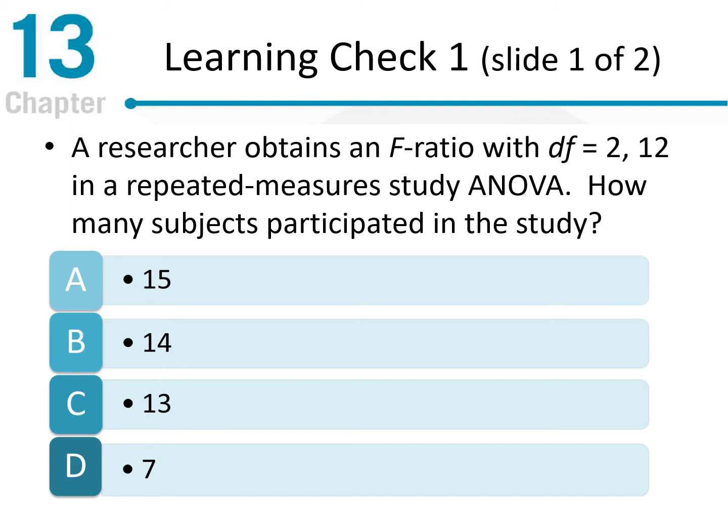I'm sorry, wrong formula. Degrees of freedom error is equal to k minus 1 times n minus 1. That sounds better. K minus 1 times n minus 1. So here, k minus 1 is equal to 2, because we see 2 degrees of freedom, and we know that 2 degrees of freedom is k minus 1. So k is 3, and 3 minus 1 is 2. So k minus 1 here would be 2.